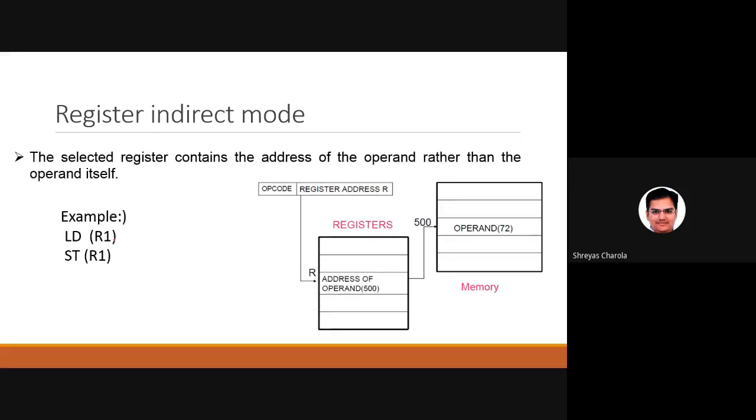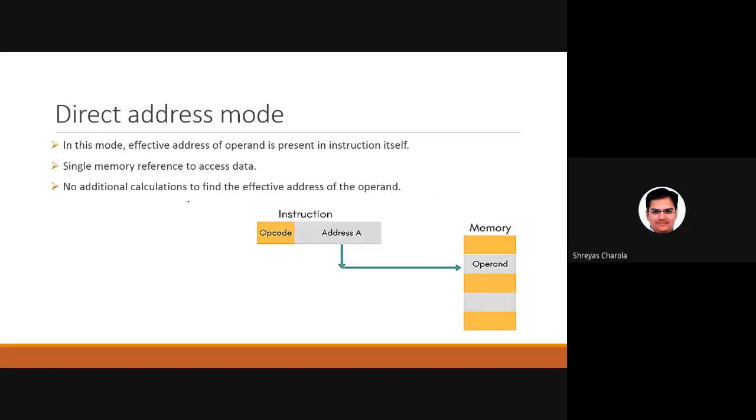How do we represent direct and indirect? There is a difference. If you put a round bracket around R1, it indicates a register indirect addressing mode. Now the direct addressing mode is given like LD 50, directly giving the address. So LD 50, ST 50, add 50. Here 50 is an effective address, so it will go to that address, copy the content, and then do the addition. This is what we call direct addressing.